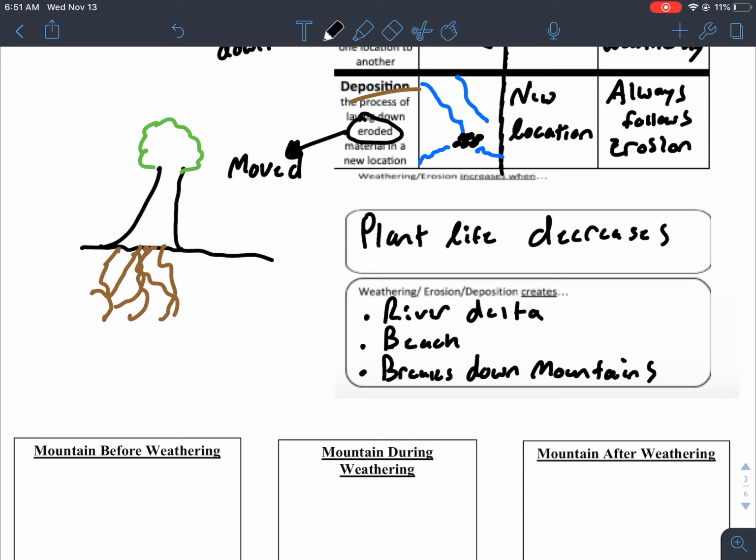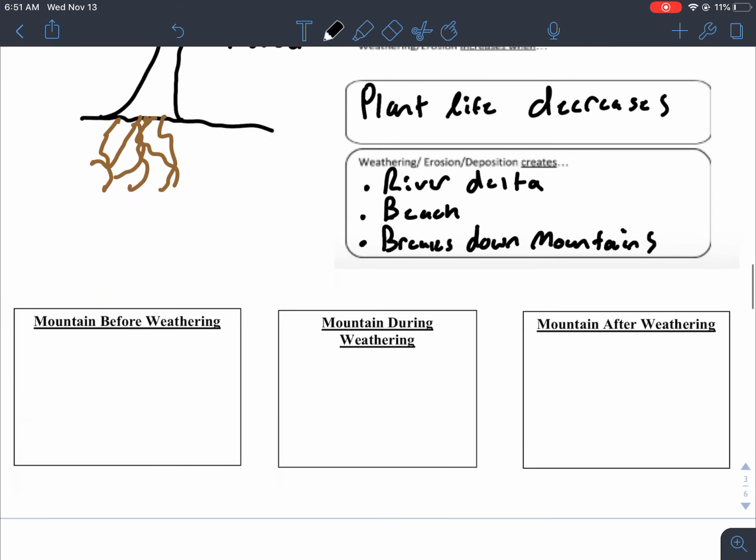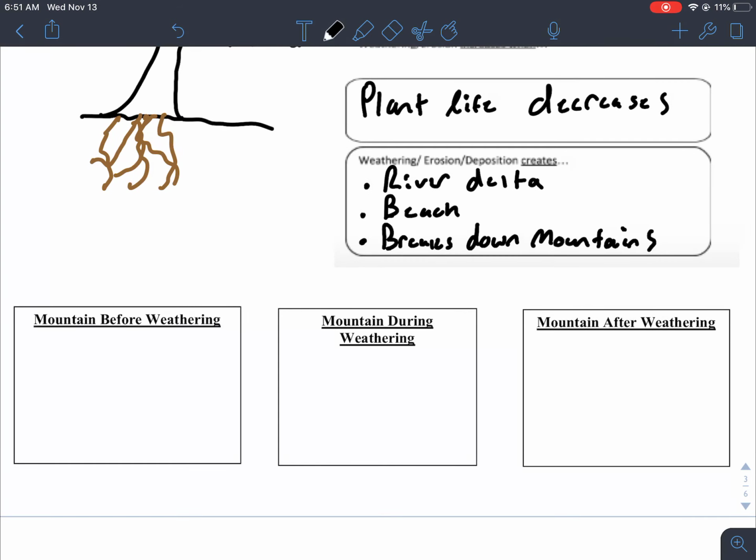Weathering, erosion, and deposition create beaches. They create river deltas because all this sediment gets deposited in a new location. But that usually comes from things like mountains. And we're going to draw how a mountain can get weathered. All right, so our final thing here before I set you free on guided practice.